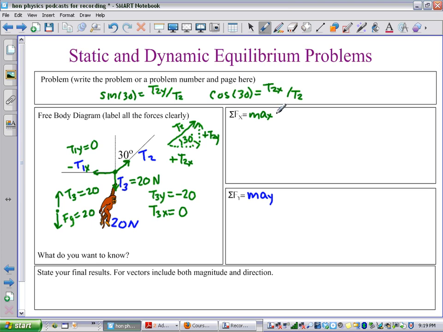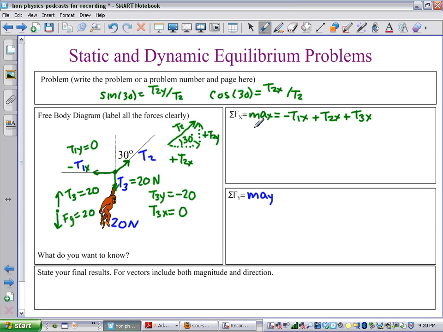So now let's go back to our equilibrium equations. So what forces do we have acting in the x direction? We have three forces: negative T1x plus T2x, and T3x is 0. So we can put T3x here and then put 0 on the next line.